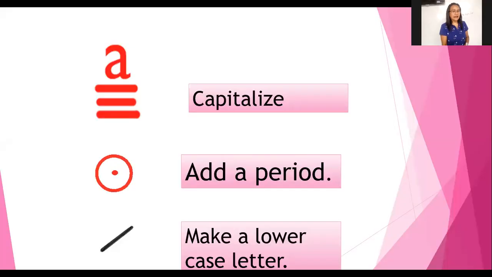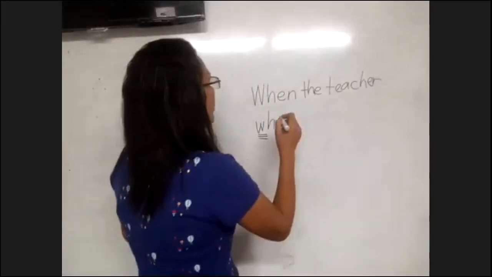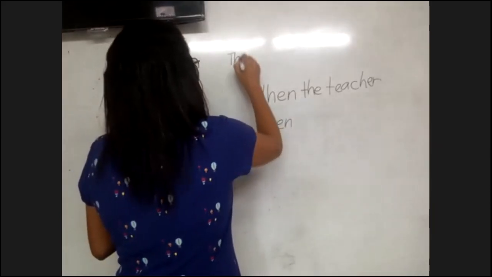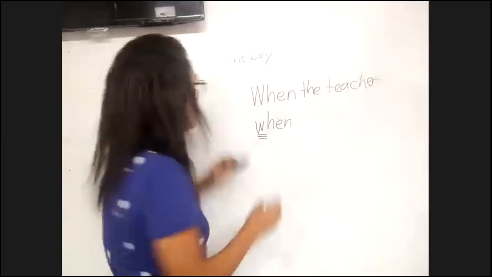What's the next symbol there? Add a period. Okay, add a period. That's very easy. When you see, at the end of the sentence, that there's a circle, for example, when the teacher says, the boy is tall. Okay, the boy is tall. You see it?